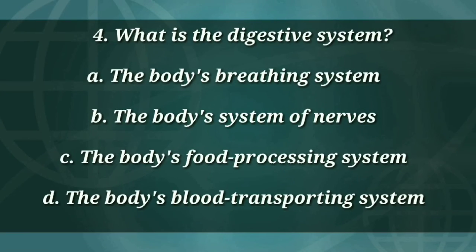Question number 4. What is the digestive system? Option number A, the body's breathing system. Option number B, the body's system of nerves. Option number C, the body's food processing system. And option number D, the body's blood transporting system. The correct answer is option number C, the body's food processing system.